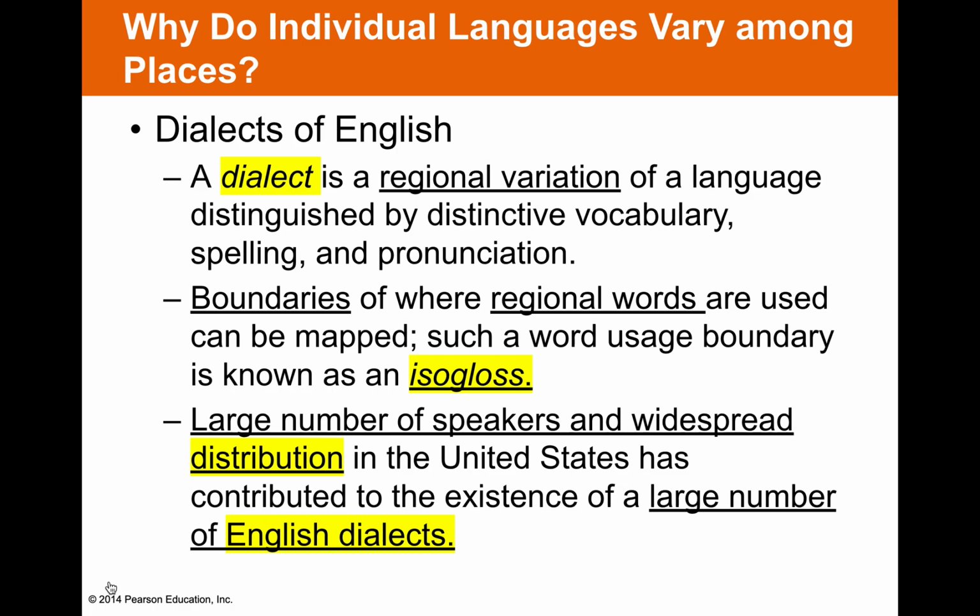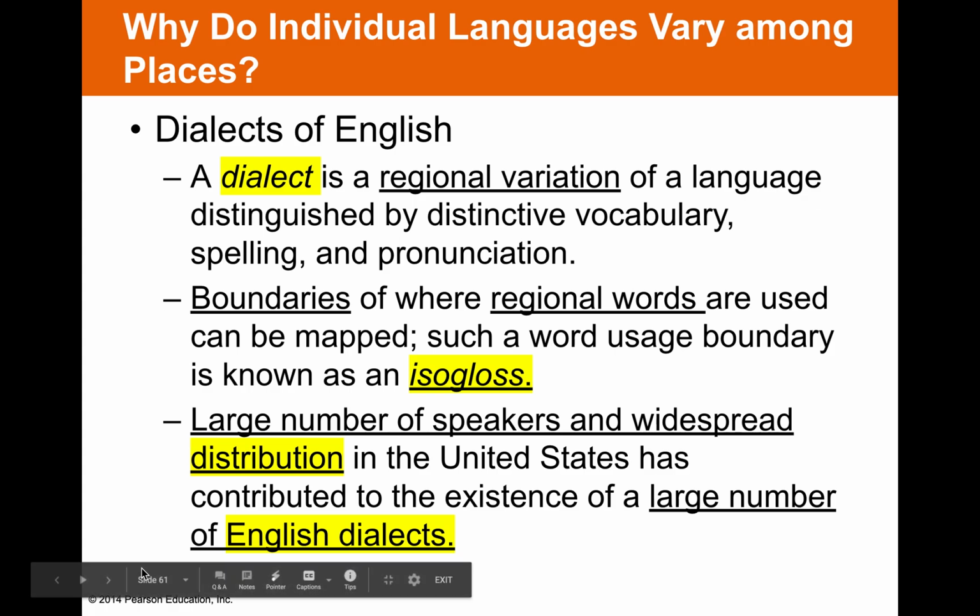Boundaries within regional words that are used are called isoglosses. They're somewhat vernacular regions because they're hard to delineate. It's hard to separate one dialect from another. It's not like you walk across an invisible line and you hear another dialect. So that's called an isogloss. A large number of speakers are widely distributed with a large number of English dialects.